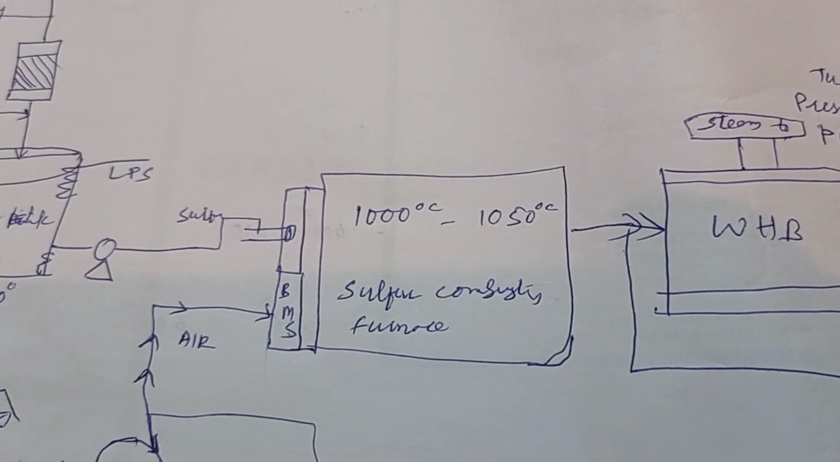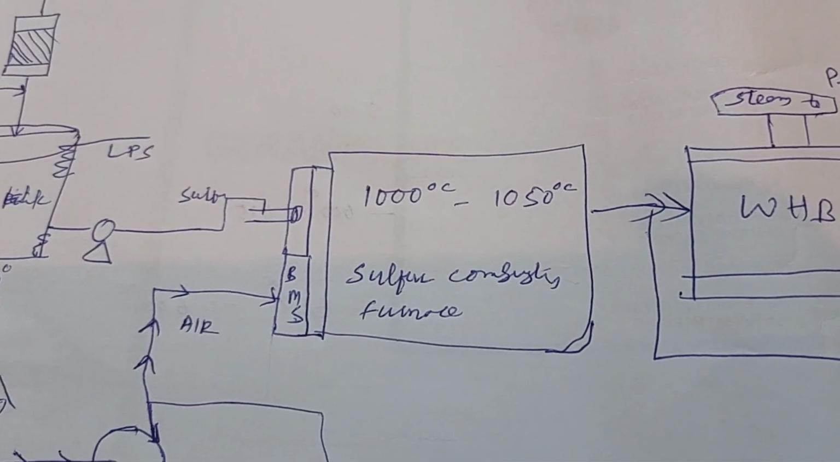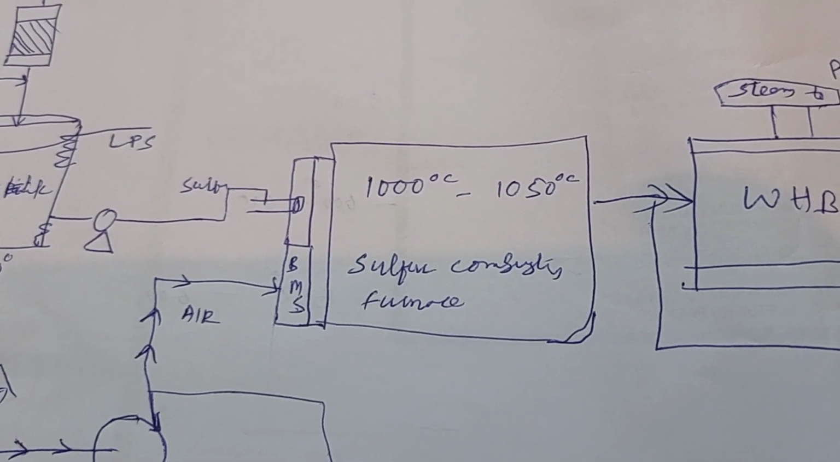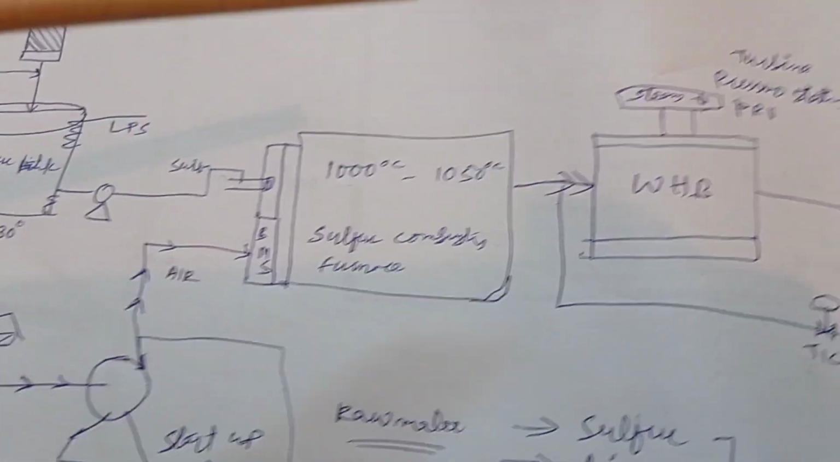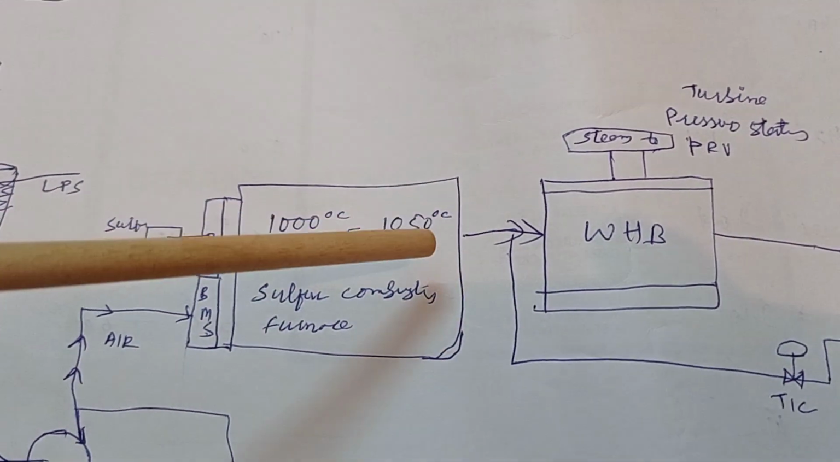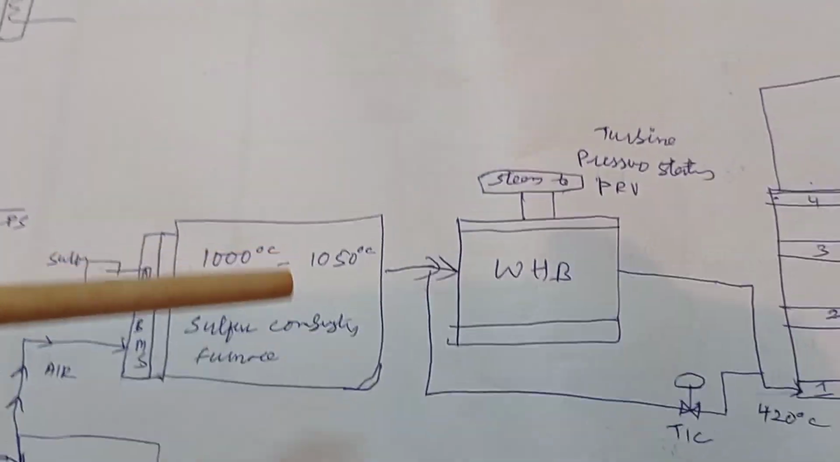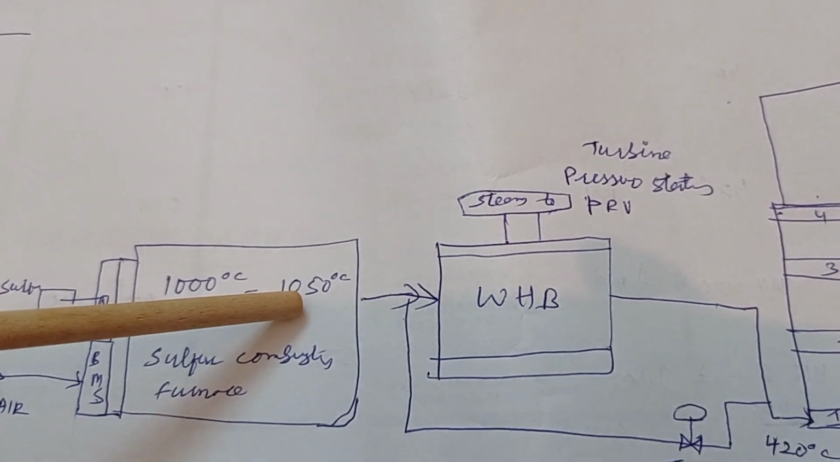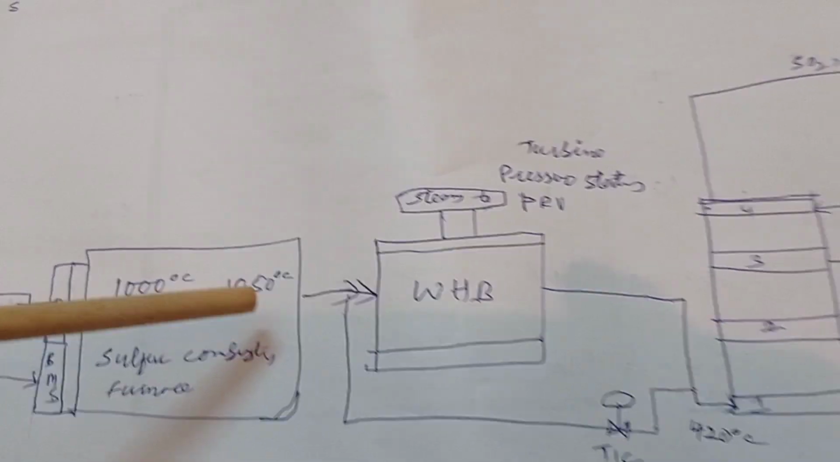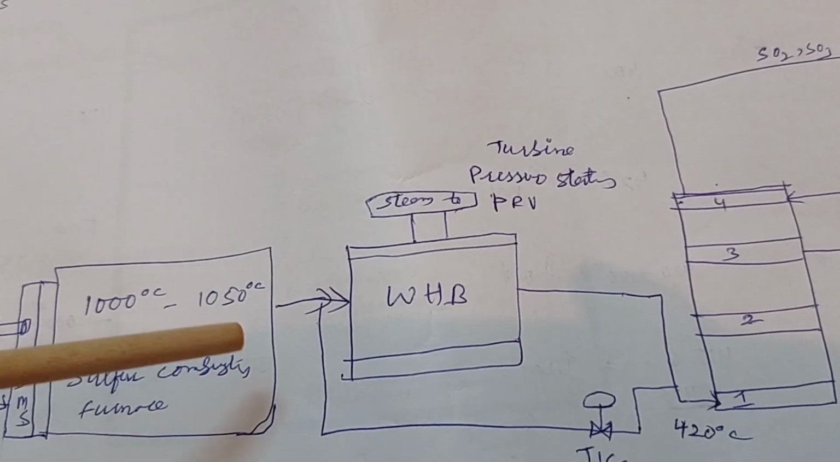Just now I have explained the operating temperature, as well as how to start the plant for the first time. Once that is done, let's go to the process operating procedure. So after this temperature, we have 1050 or 1000 degree temperature.